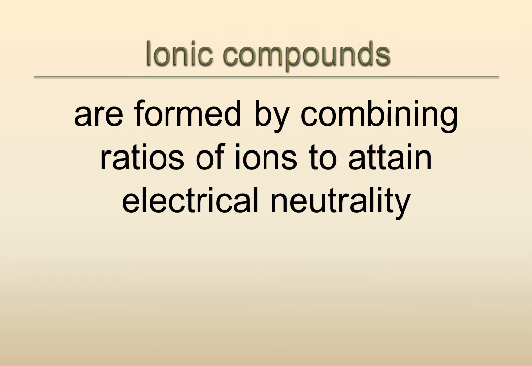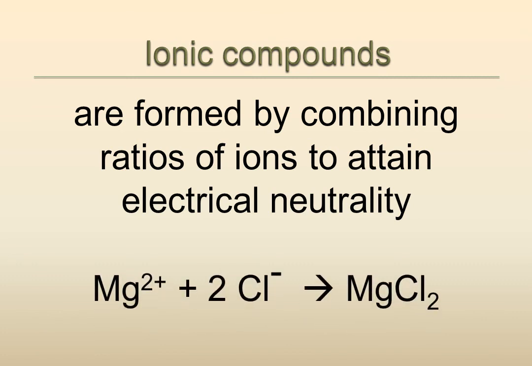So for example, if we take magnesium ions, Mg2+, and chloride ions, Cl-, we're going to need a 1:2 ratio of magnesium to chlorine to gain electrical neutrality. The 2+ charge of one magnesium ion is balanced out by 2 - 1 charges of each of the chloride ions.